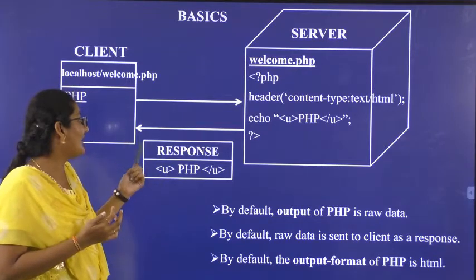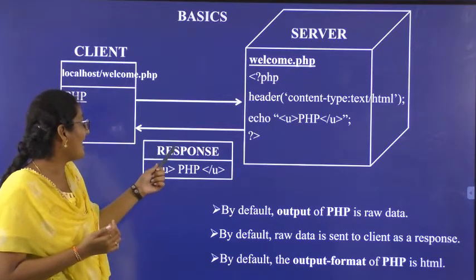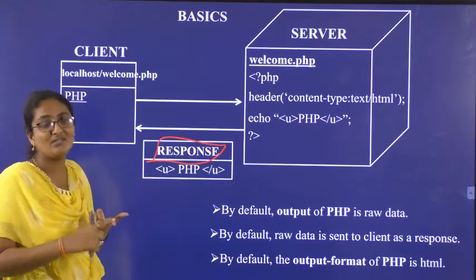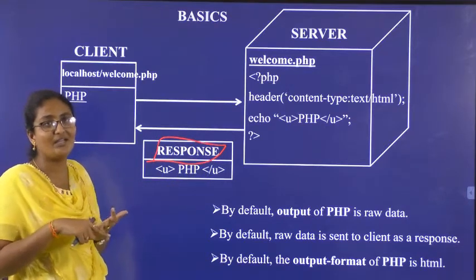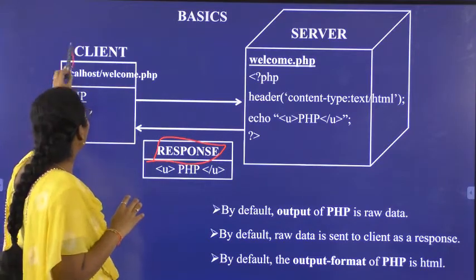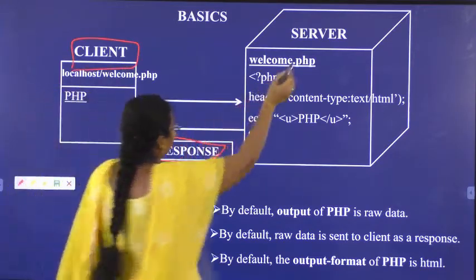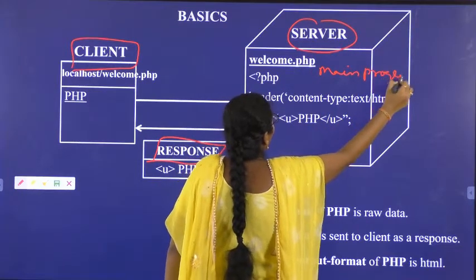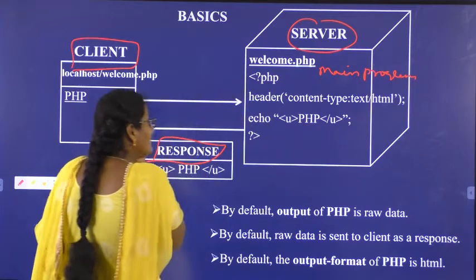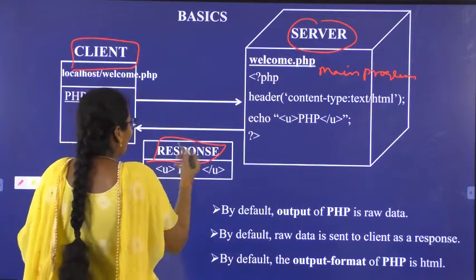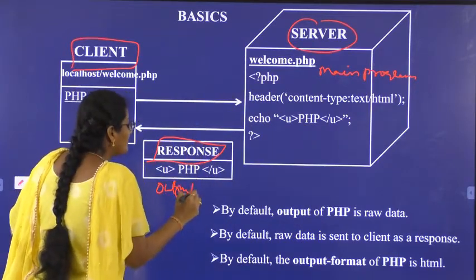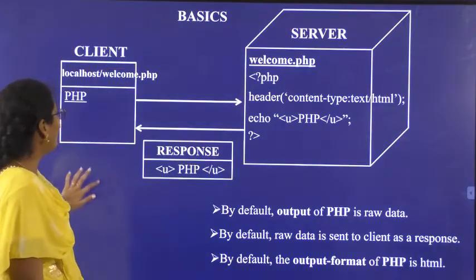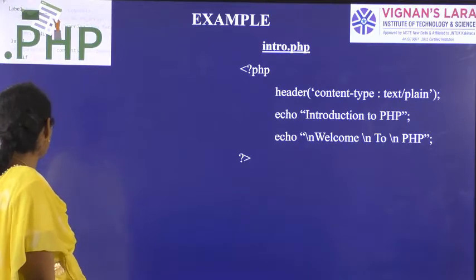Because raw data is generated in the form of a response as output at the server side. The output here is the response. That response is in the form of raw data, and that is given as the output to the client by the server. So our main program will be on the server machine. By executing that main program, output is sent to the client in the form of the response. So let us see an example and how we can execute this.